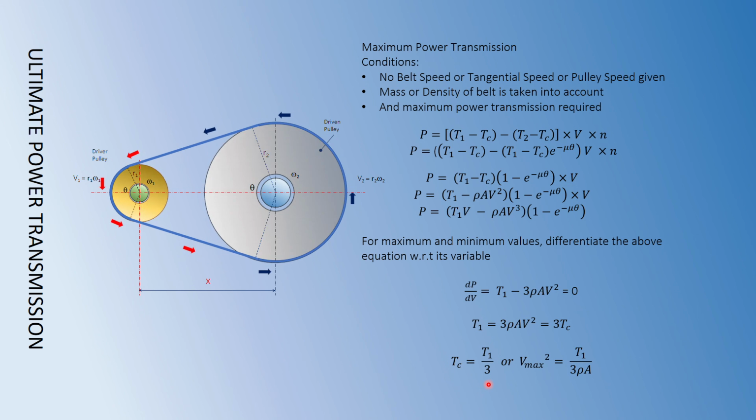To find TC, you have to use T1 divided by 3. To find Vmax, that means the maximum belt speed, you must use this formula. That is only for the greatest power transmission, and if the question has these 3 points fulfilled.